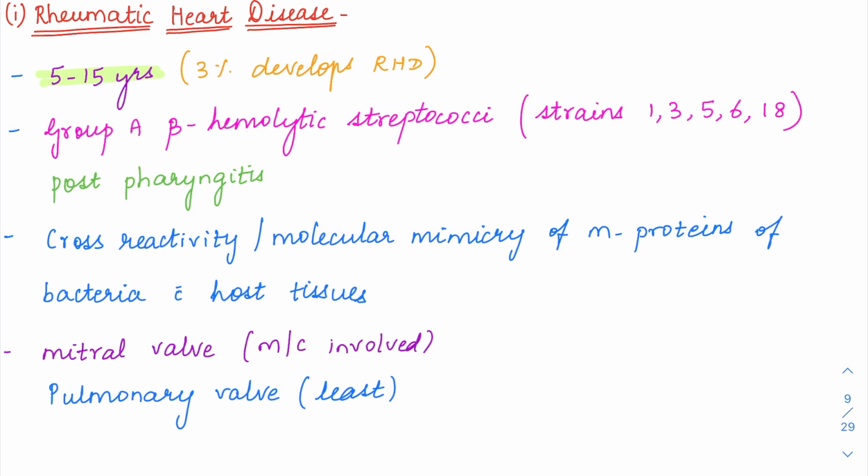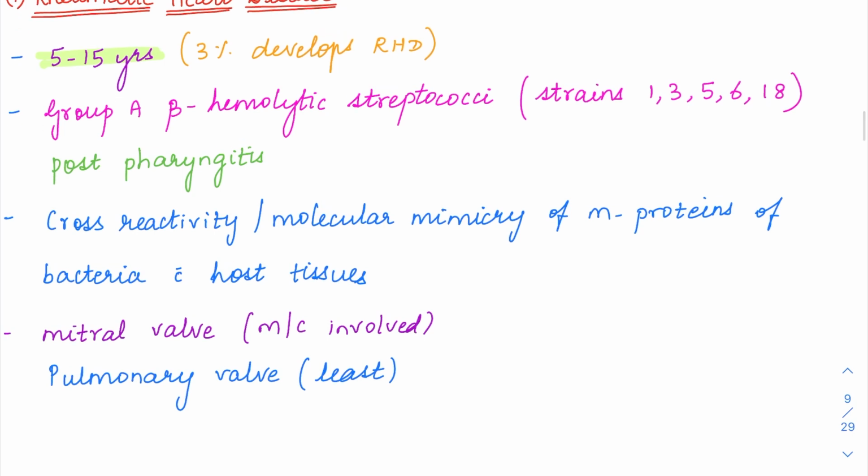So what is the pathogenesis involved in rheumatic heart disease? Here it is group A beta hemolytic streptococci which causes the throat infection, pharyngitis, especially the strains 1, 3, 5, 6 and 18. Why are the strains important? I'll tell you in a while. So remember, strains 1, 3, 5, 6 and 18 of group A beta hemolytic streptococci cause pharyngitis. Antibodies will be produced against the streptococcal M proteins.